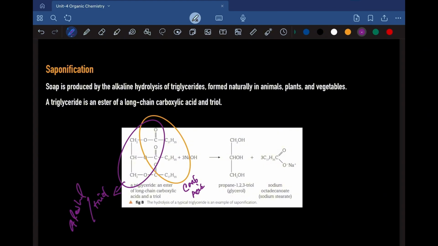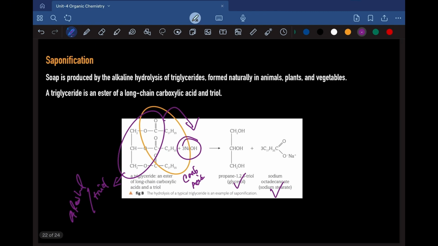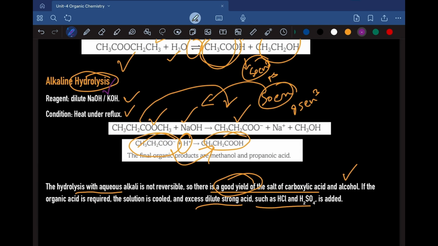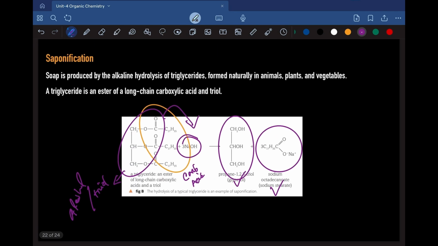When you react carboxylic acid and triol, or an alcohol, it forms an ester and the name of that ester is triglycerides. And when you react this triglyceride with sodium hydroxide, which is an alkaline hydrolysis, it breaks down into glycerol and sodium stearate. Sodium stearate is the salt of carboxylic acid and glycerol is the alcohol. This is the alcohol part and this is the carboxylic acid part. Just like when we did the alkaline hydrolysis, we produced a carboxylic acid salt and an alcohol. This is what happens for soap as well.